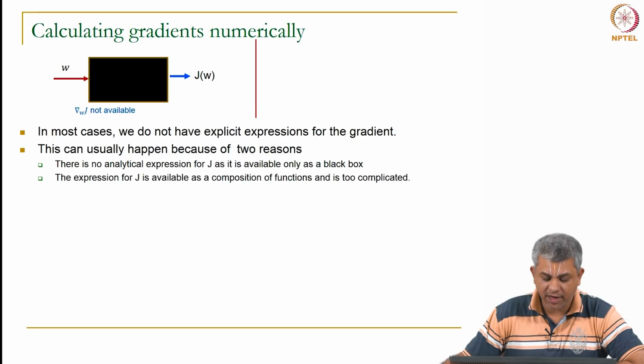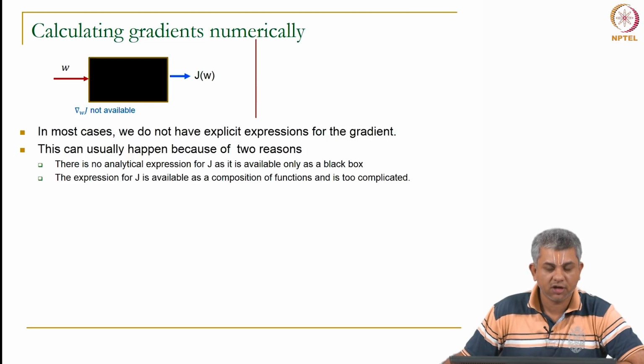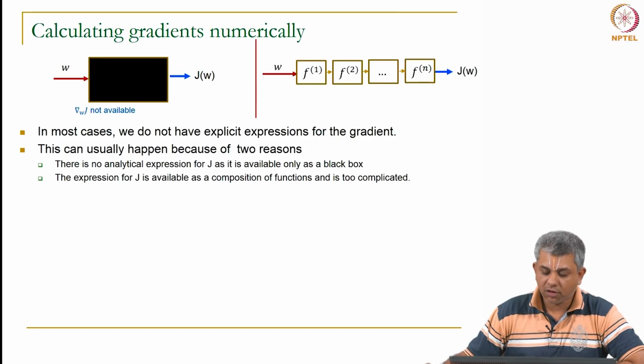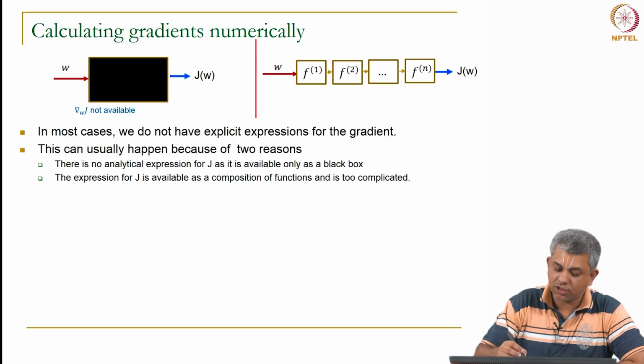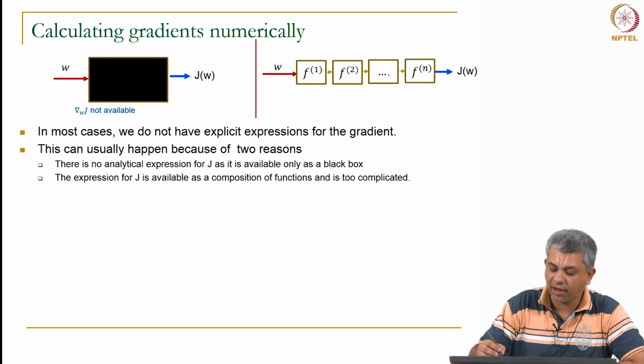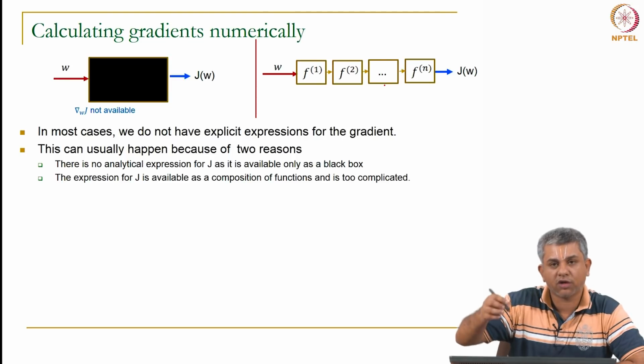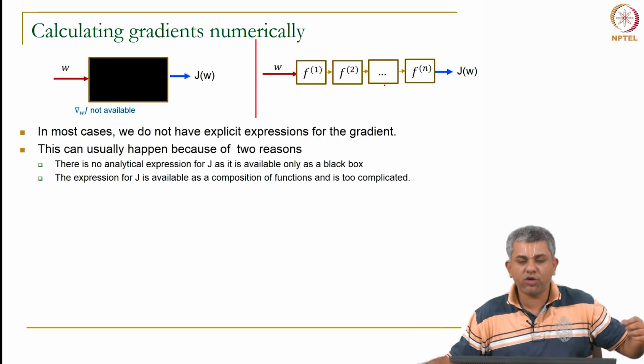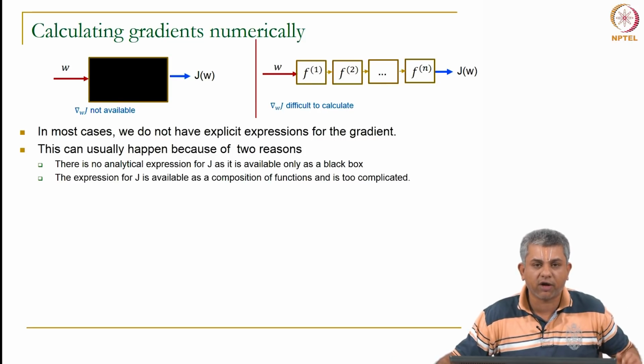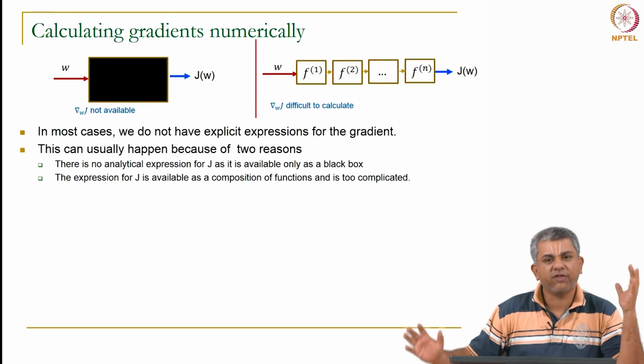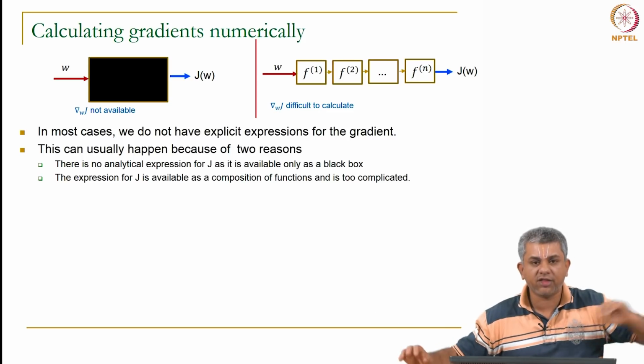Another case where this can happen is J is actually available as a composition of functions. An example of that is W runs through a box F1, then another box F2, F3, F4, and so on up till Fn. Even though you have analytical expressions for each one of these, J is very hard to calculate because it is a very lengthy expression.